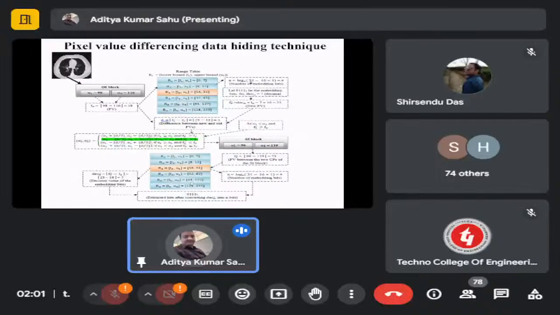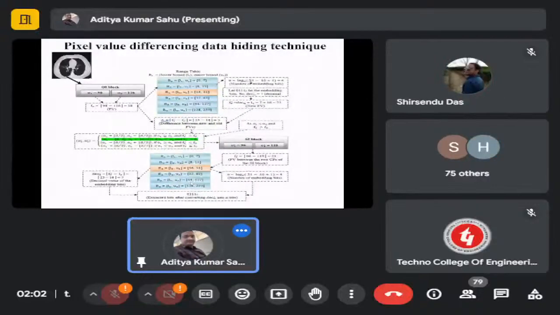So here 16 is the lower bound and 31 is the upper bound. The equation to find the number of embedding bits is log base 2 of the upper bound 31 minus 16 plus 1, which is nothing but 4. So 4 bits will be embedded in these two original pixels O1 and O2.